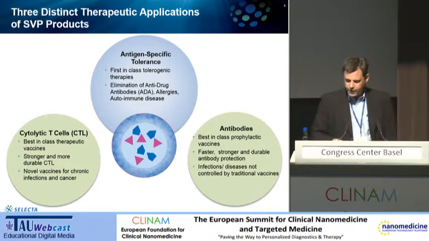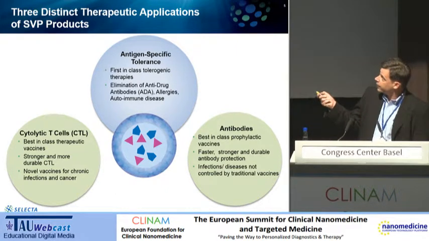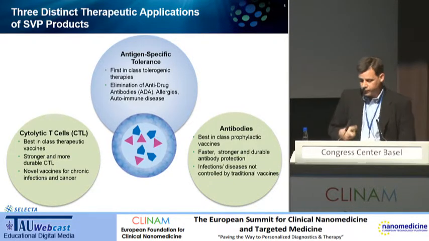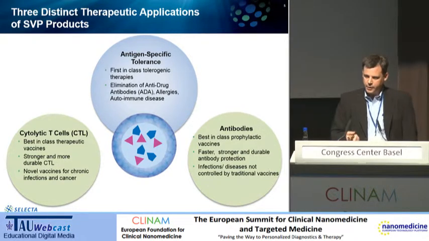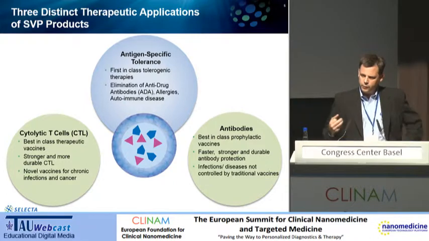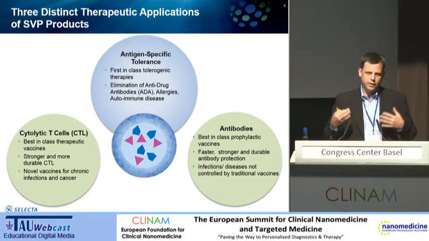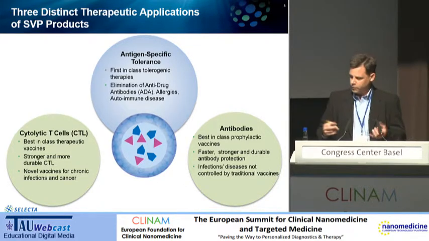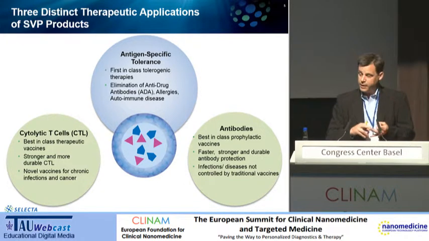So we work in 3 major areas, and what I'll talk about today is our antigen-specific tolerance. These are first-in-class therapies for us, and one of our current focuses is the elimination of anti-drug antibodies. When we talk about antigen-specific tolerance, what we're trying to do is teach the body to stop having an immune reaction we don't want. It could be an autoimmune disease, it could be an allergy, which is just an unwanted immune response. But we're focusing now, and I'll get into why, on what are called anti-drug antibodies.